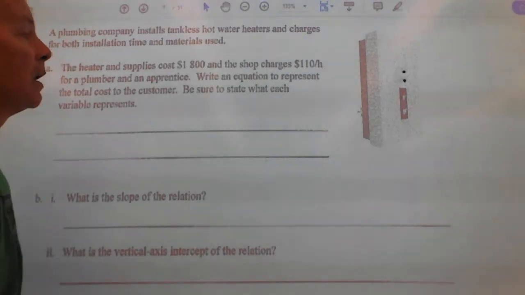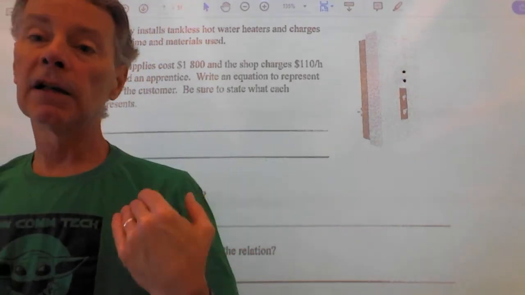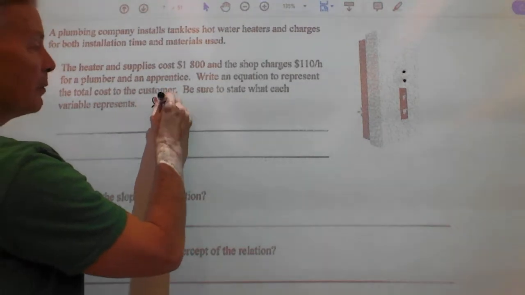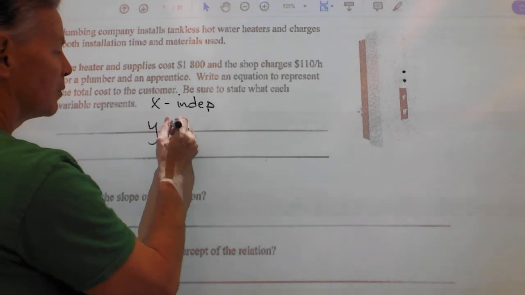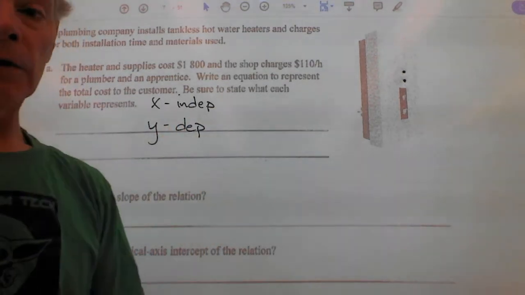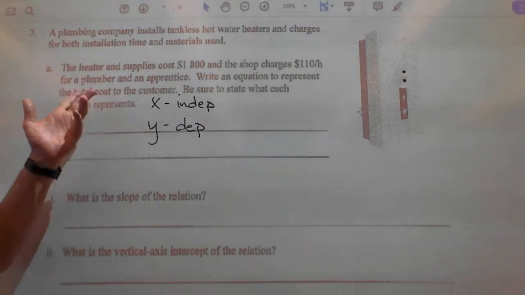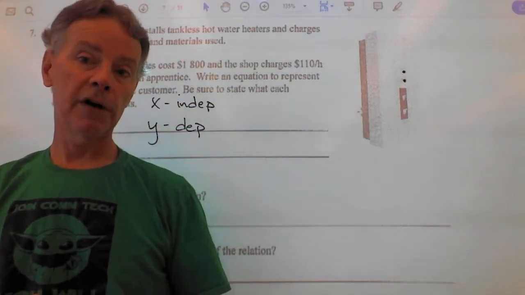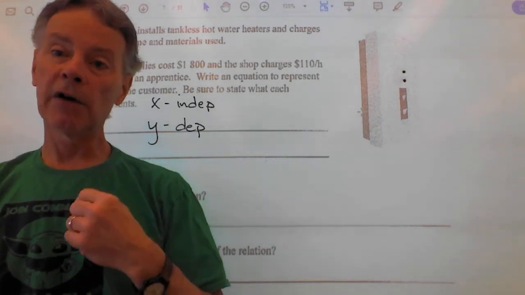So, the first thing you need to do is think about this. Remember, in a linear relation, we have an independent variable, or x, and a dependent variable, or y. So you have to ask yourself, we have two unknowns, the total cost and the number of hours this plumber is going to take to install the hot water heater. Which one is the independent variable? Which one is the dependent variable?